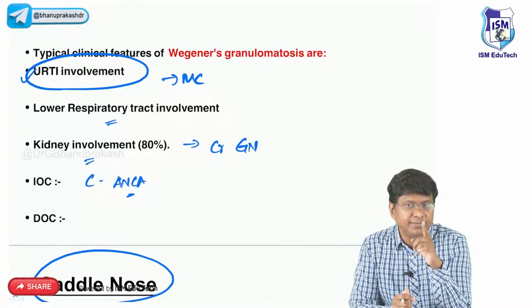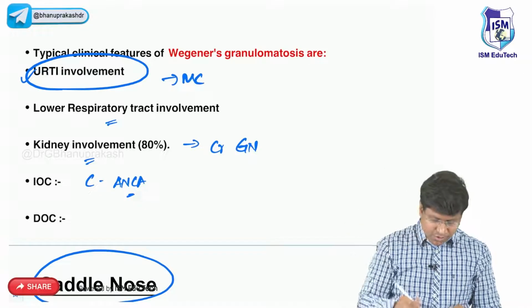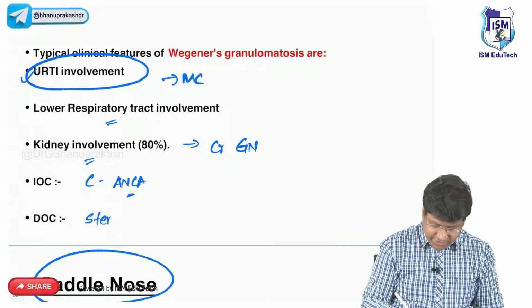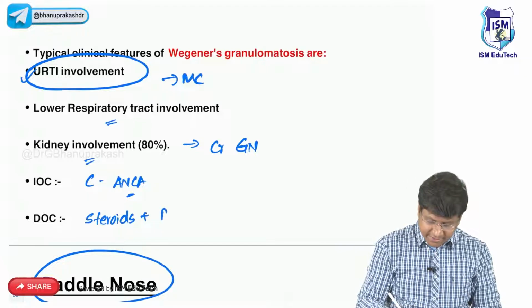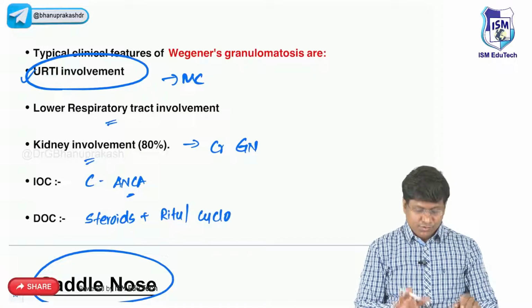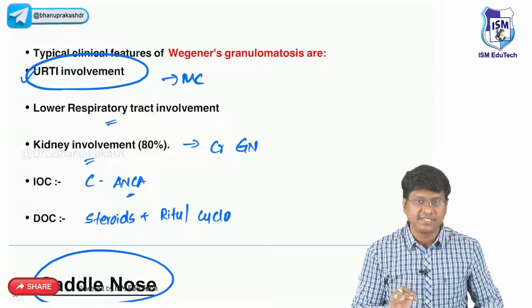And what is the particular immunosuppressant drug that we need to give? We need to give steroids, but only steroids will not suffice in this scenario. Along with steroids, you need to add rituximab or cyclophosphamide. That is what you have to give in case of severe disease.